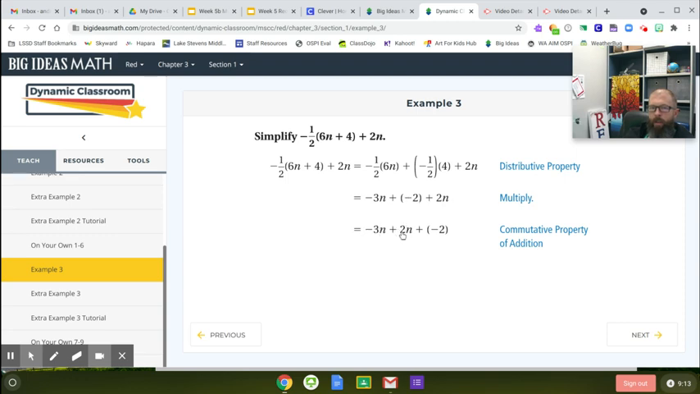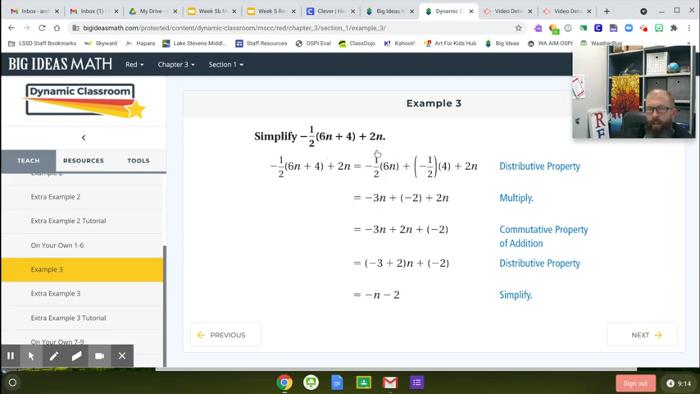And I do negative 3n plus 2n, which gives me negative n, negative 1, right? So we don't need to write the 1 when it's next to a variable. So we have negative 3 plus 2 is negative 1n. So we just put the negative n, and then we just keep the plus negative 2. Our final answer would be minus 2. So this is fully simplified.